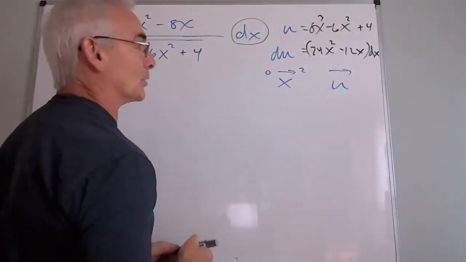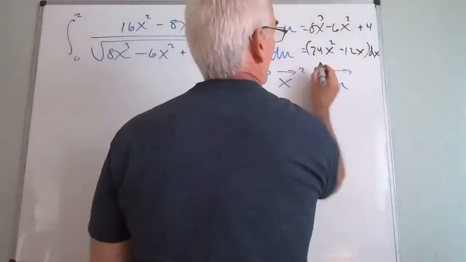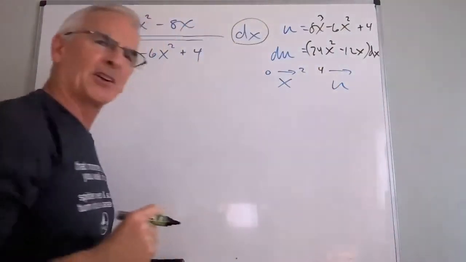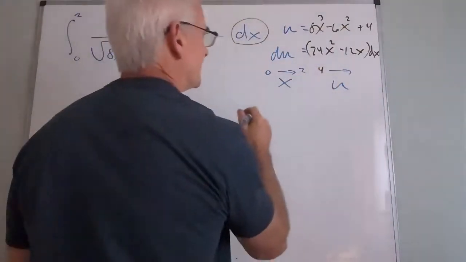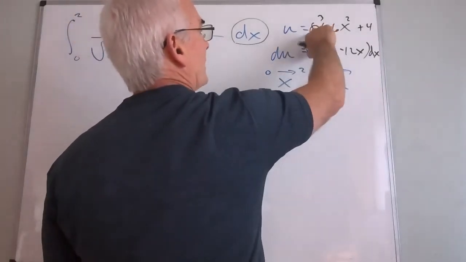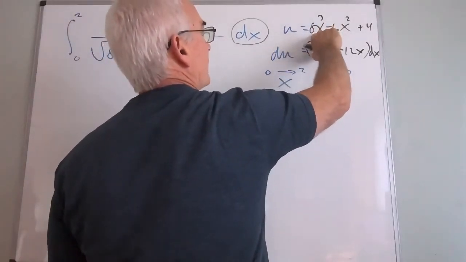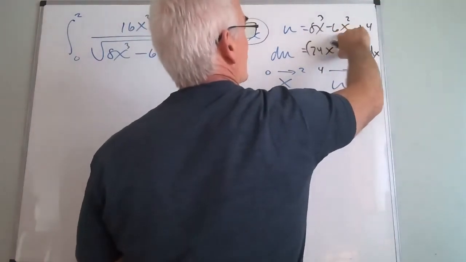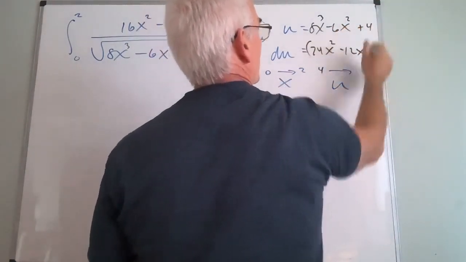When x is 0, u is 4. That sounds terrible English, I know. U is 4. When x is 2, I'd have 8 times 8, that's 64. Then minus 24, that's 40. And then plus 4, that'd be 44.